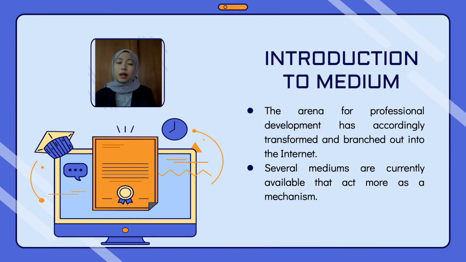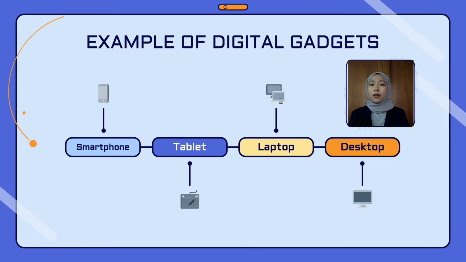Several mediums are currently available that act more as a mechanism through which experts can aid and support the users. So, what are the mediums used? First, we have digital gadgets. I'm sure everyone is familiar with the digital gadgets stated on the slides. Smartphones, tablets, laptops, and desktops help in improving the productivity of professionals.